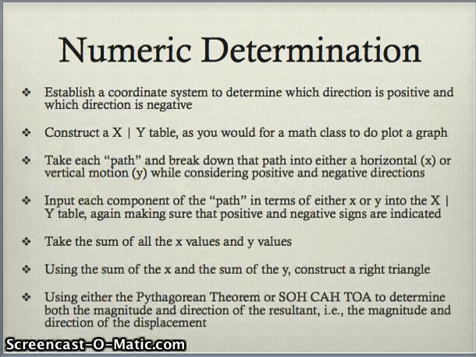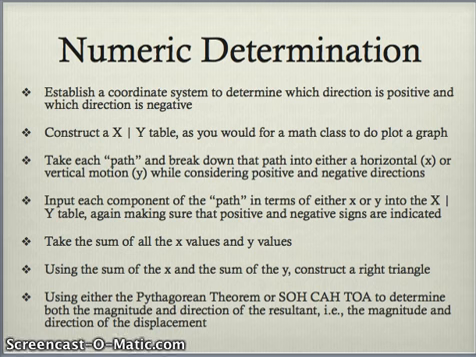The second method is the numeric determination, how you use numbers, how you use math to determine that. First you have to establish a coordinate system to determine which direction is positive and which direction is negative. Then you will construct an XY table like you would to plot a graph. Then for each motion of the object's path, you will break down that vector motion in terms of an X or a Y. We can definitely do that in class so you have a better understanding of how to do that.